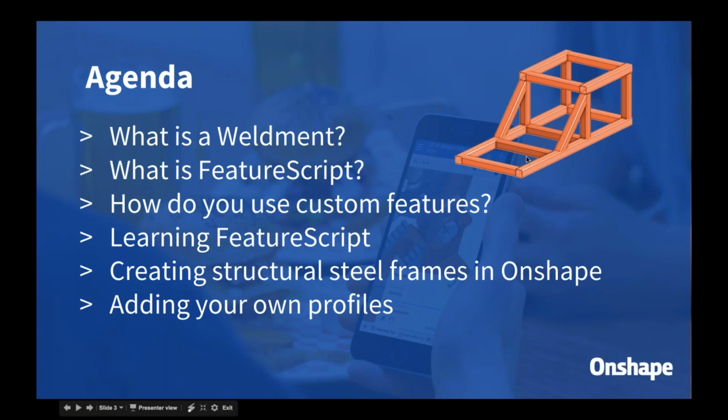Now, if you've been using Onshape, you'll notice that there is no weldment feature in the user interface, and that's because we haven't officially released one yet. So what I did around 12 months ago was to use our custom feature script language to build a feature called beams, which is able to build these weldments. What we'll do is talk briefly about what feature script is and how you use a custom feature.